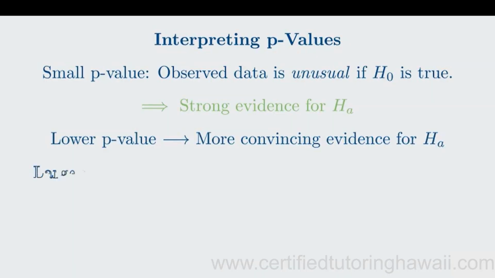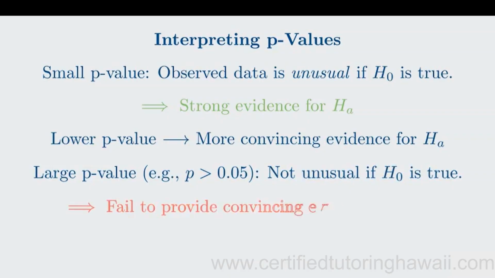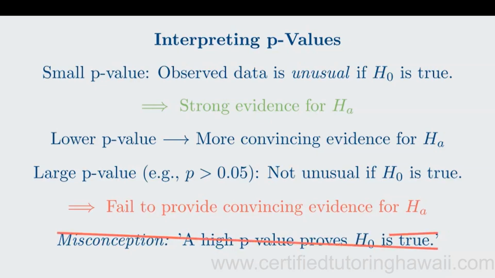On the other hand, if the p-value is not small, usually meaning it is above a certain threshold, like 0.05, the observed value is not considered unusual. In this case, we say we failed to provide convincing evidence for the alternative hypothesis. It is a common misconception to say that a large p-value proves the null hypothesis is true. It doesn't. It simply means we haven't found enough evidence to move away from it.